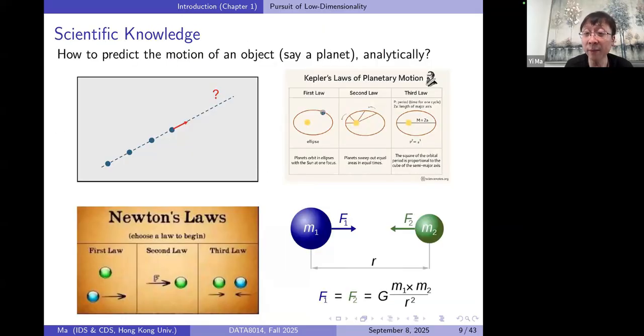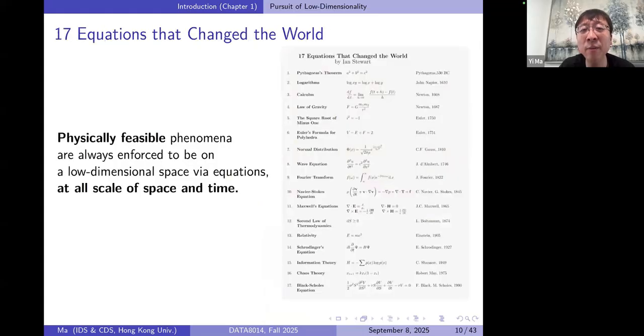Now, of course, this is ancient time. Later on, people picked up the practice and really started to develop a whole rich set of science around it. There are many, many other phenomena, all the physically feasible phenomena around us, and they are at all different scales of space and time.